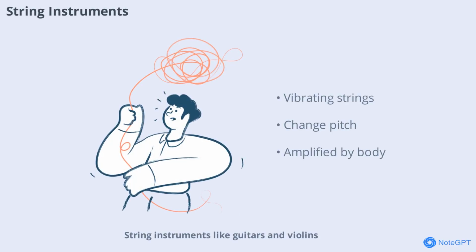String instruments like guitars and violins produce sound when their strings vibrate. The pitch depends on the length, thickness, and tension of the string. Musicians can change the pitch by pressing the strings or tuning them. The body of the instrument amplifies the sound, making it louder and richer.